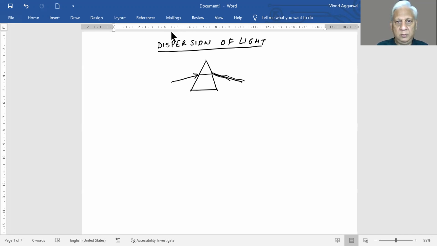You got various colors coming out of it, and the top one being red. Then you have yellow. Then you have at the bottom violet. You get all the colors, 7 colors of the rainbow here. Why does it happen? This phenomena of splitting up of an incident ray of white light into its constituents is called dispersion.